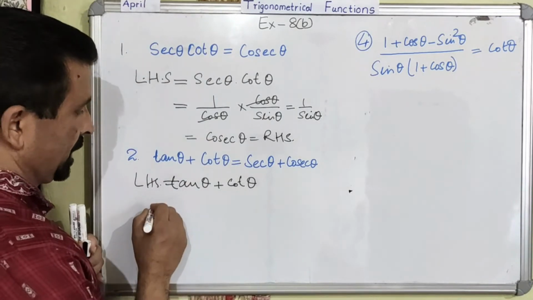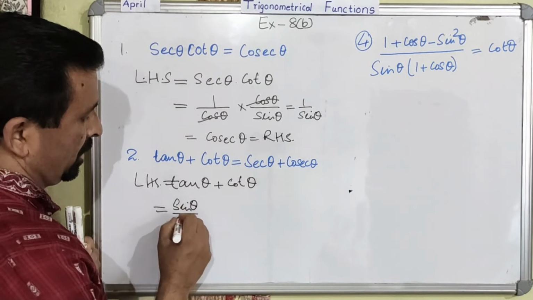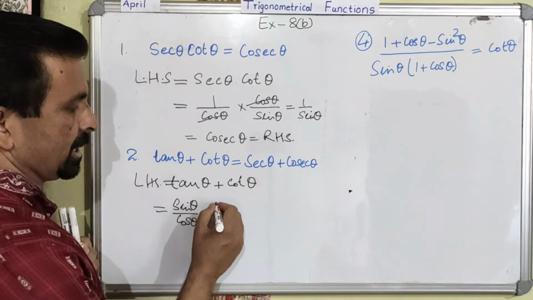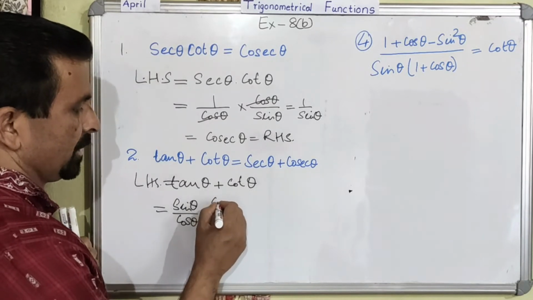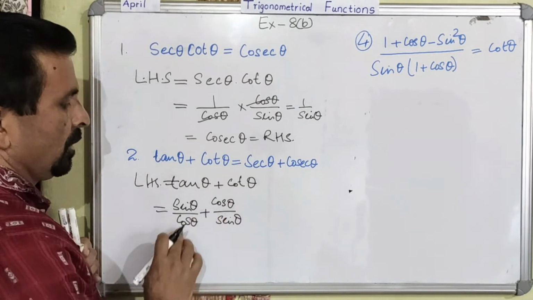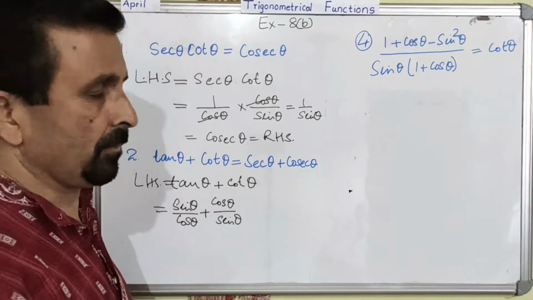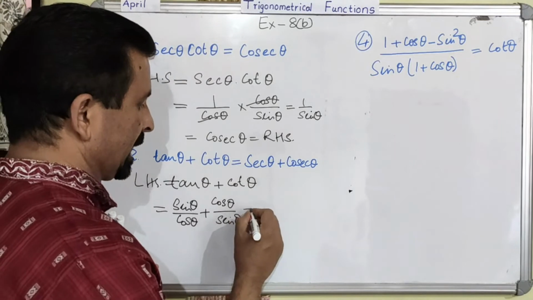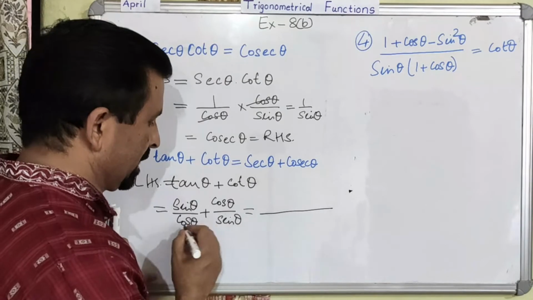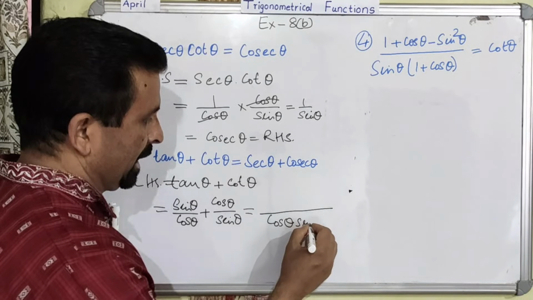So let me write this. This is sine theta over cos theta. Plus this cot theta also we can write in the same fundamental trigonometrical ratio. This is cos theta over sine theta. Now, I will see this as the sum of the two fractional numbers. So, we will apply the addition of the fractional number concept. In that case, we will first of all find the LCM of the denominator. They don't have any common divisor. They are relatively prime. Therefore, we can simply multiply to get the LCM.